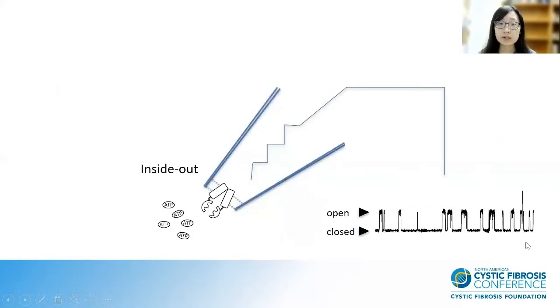We use the patch clamp technique to record the activity of Cftr in an inside-out configuration, which allows us to apply and remove ATP.